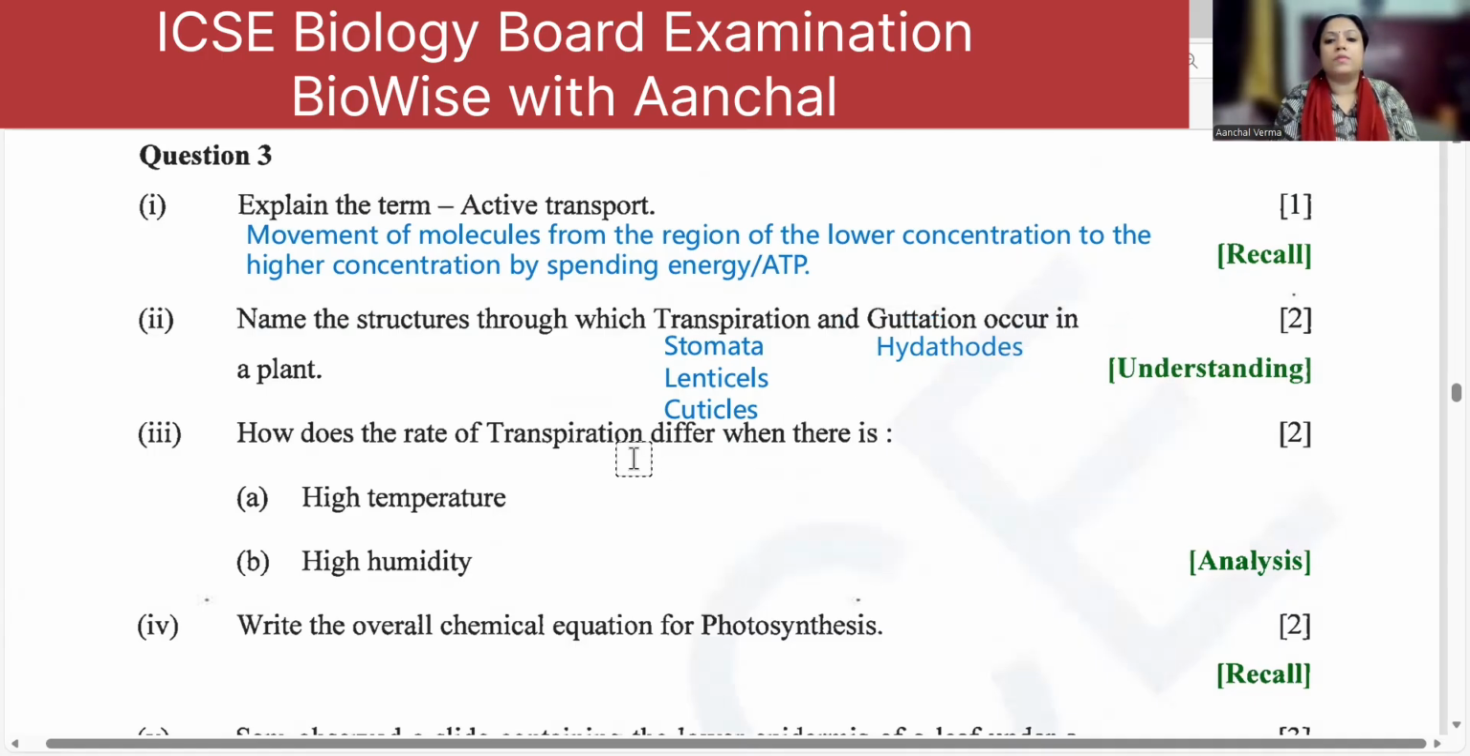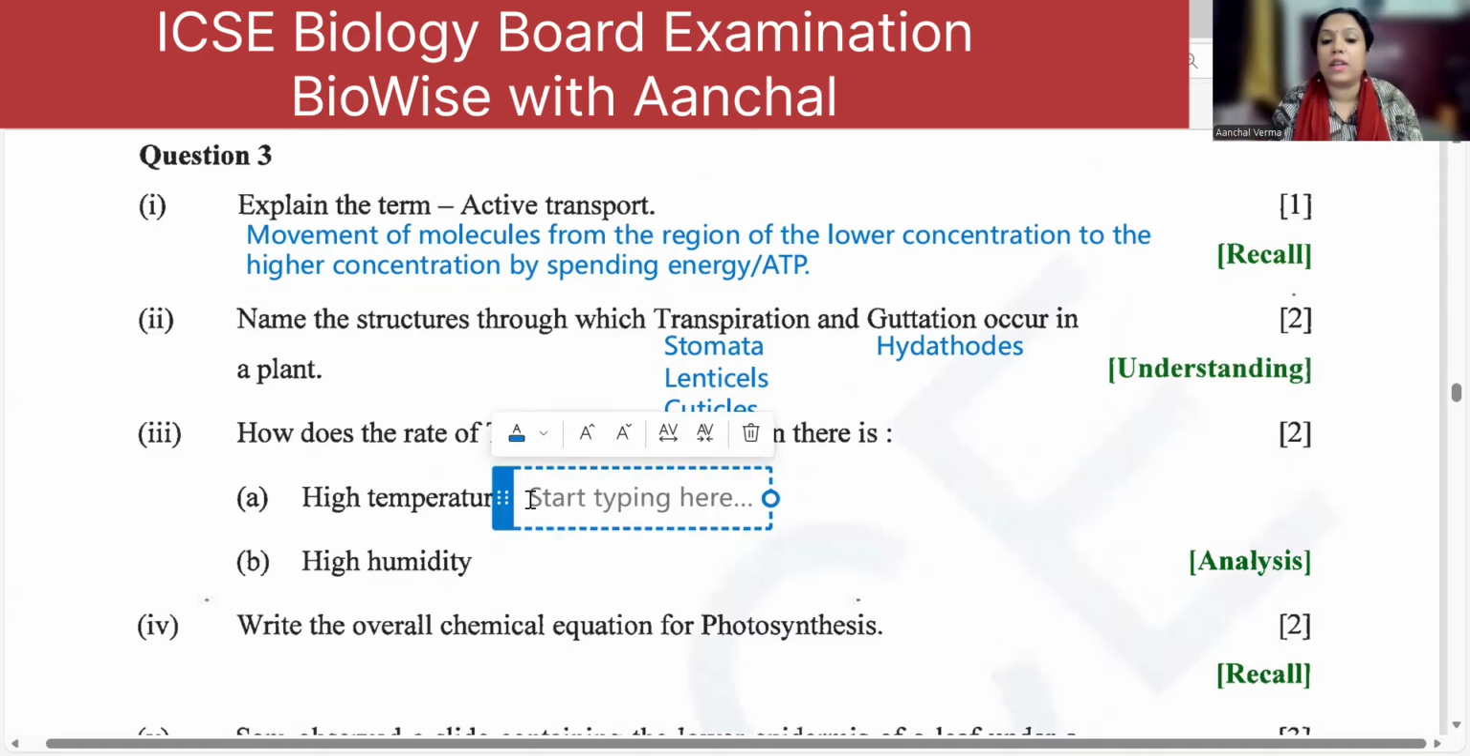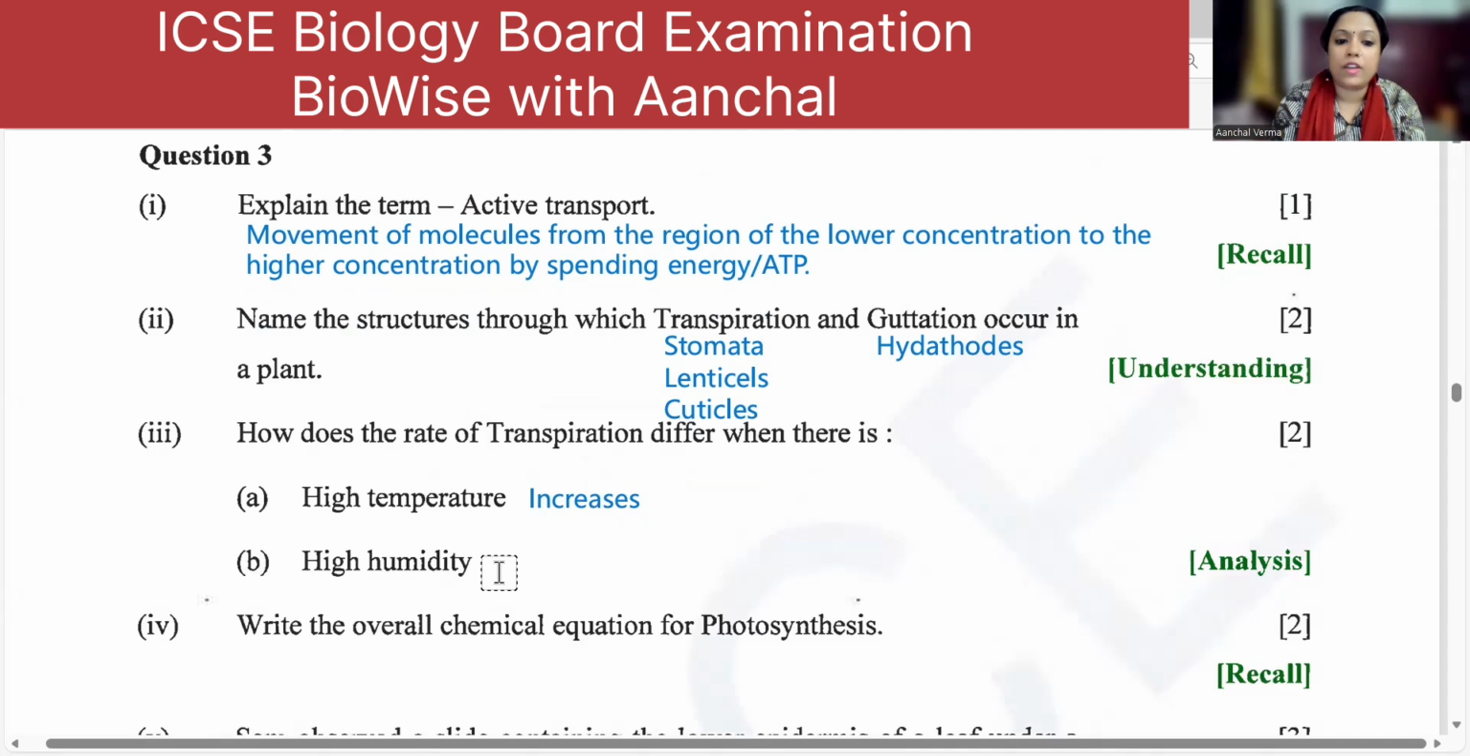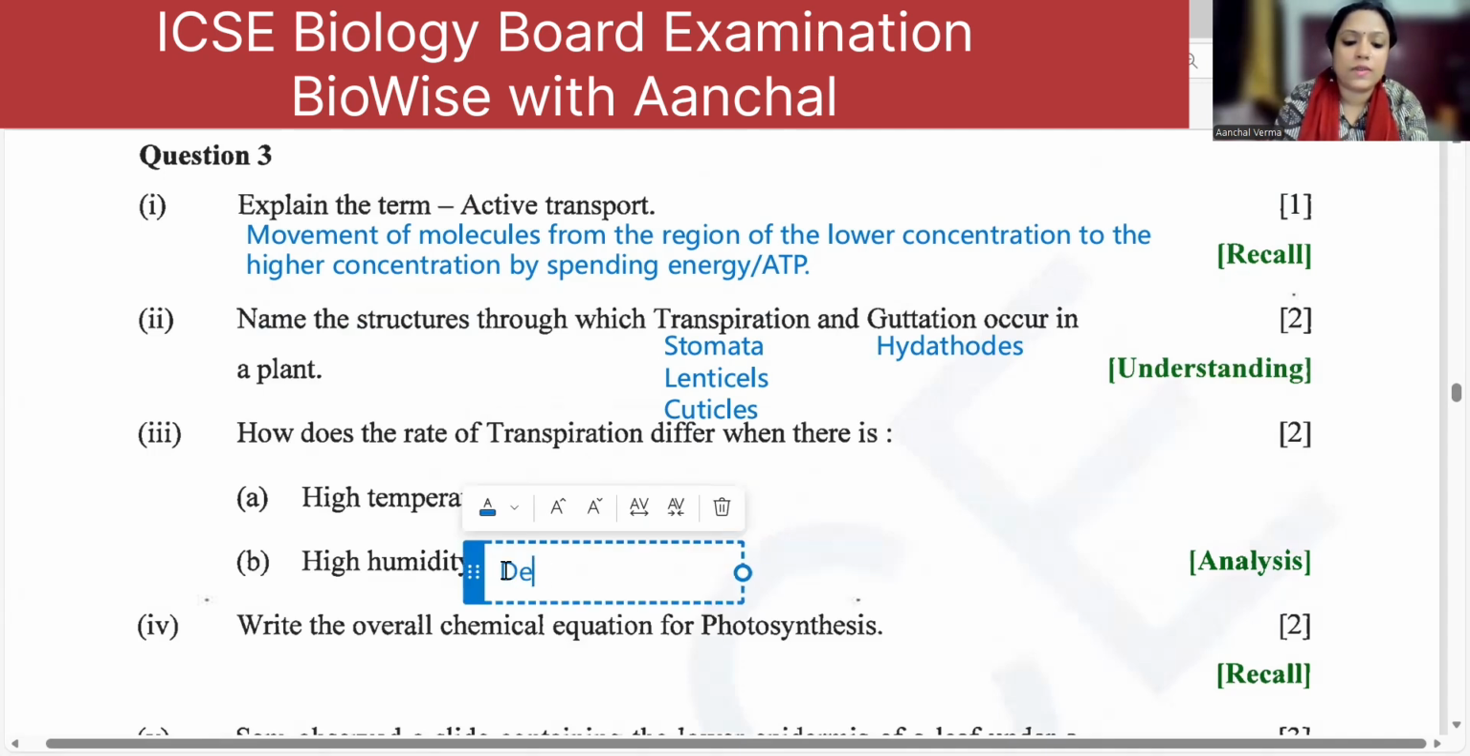Okay. Then how does the rate of transpiration differ with high temperature and high humidity? The rate of transpiration increases when there is high temperature and the rate of transpiration decreases when there is high humidity.